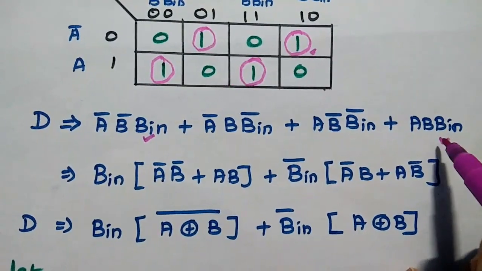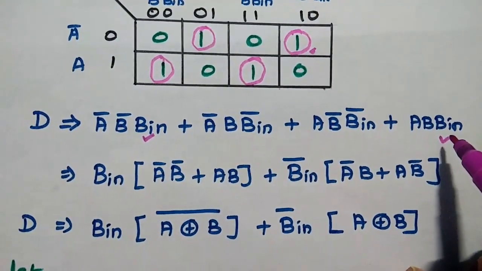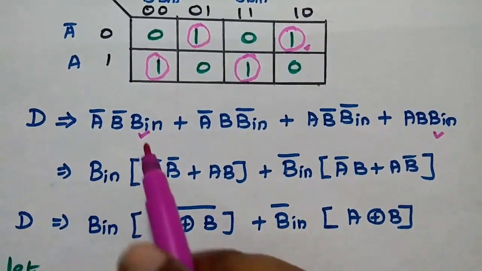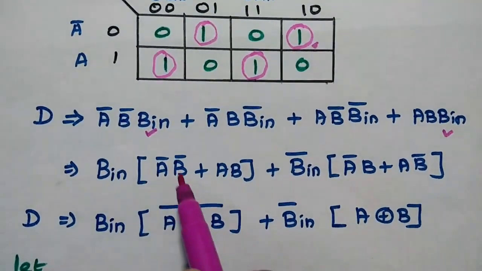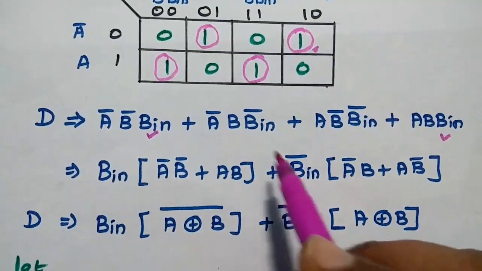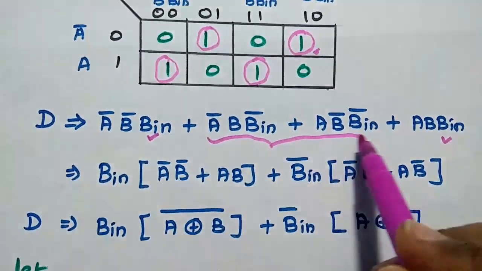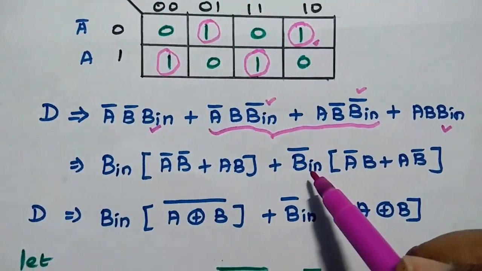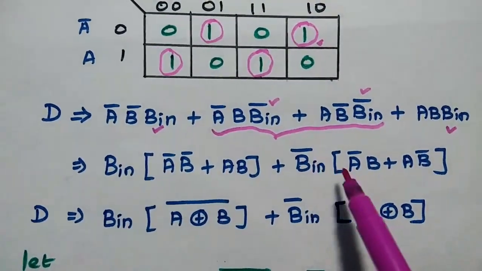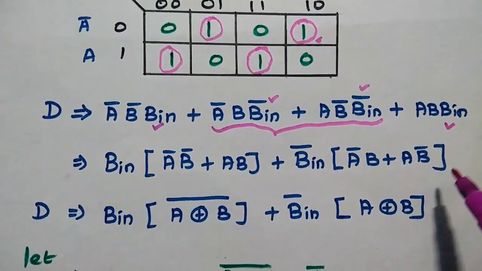So take B in, that is the input borrow value, as a common one from these two expressions. So we can write B in of A bar B bar plus AB, from these two expressions. B in bar is a common one, so we can take it outside. So B in bar of A bar B plus AB bar.